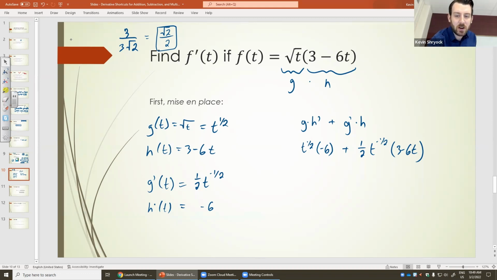All right, but if we did want to simplify this, this would be -6 times the square root of t plus, and then this one would be what? 1 times 3 minus 6t divided by 2 square root of t, and then we could do common denominators, et cetera, et cetera.